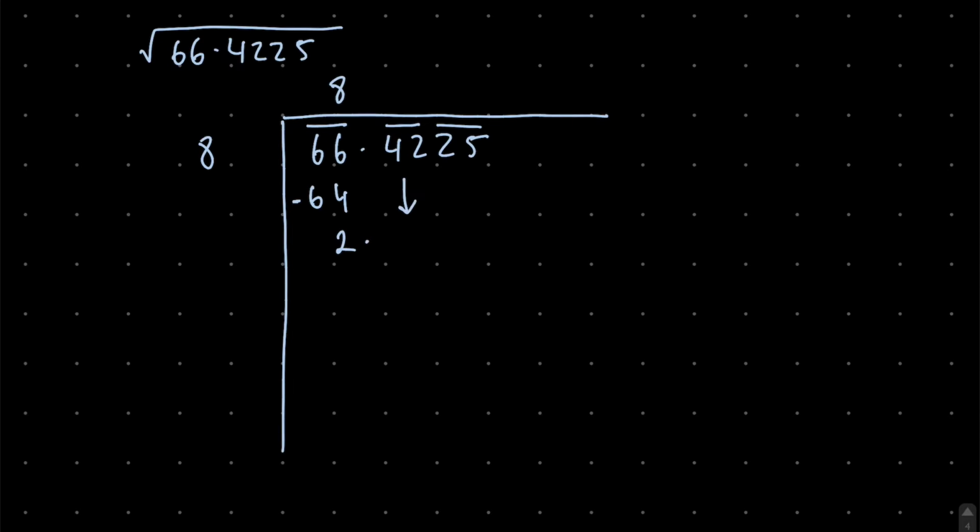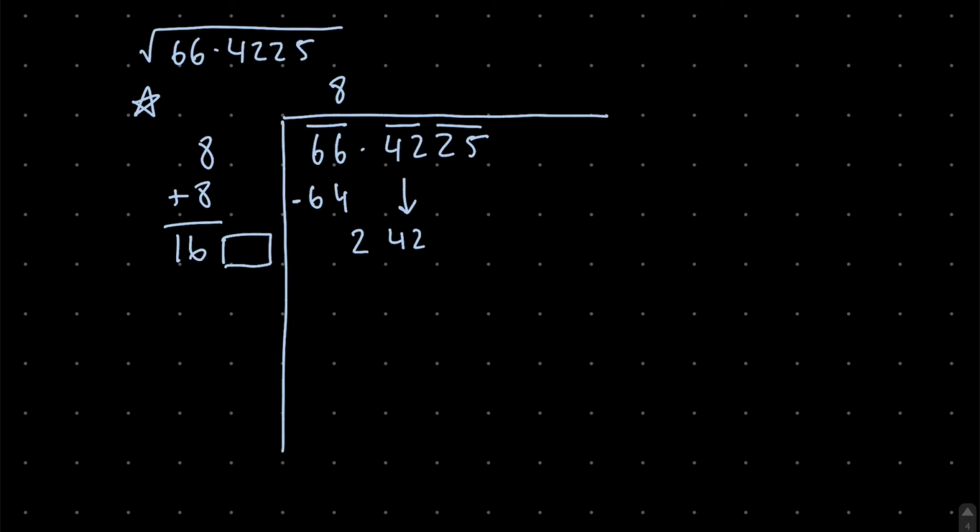And then bring down the next pair, 4 and 2. Don't worry about that decimal point. We just want the full number. So now we're going to read this number as 242. Okay, move to the side now. We've multiplied by 8, so we need to go 8 plus 8. 8 plus 8, that gives us 16, and leave a space to the side.